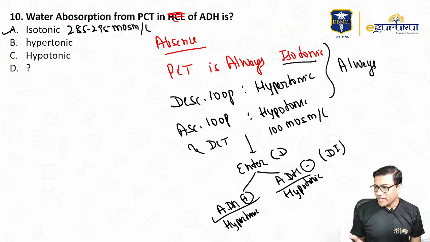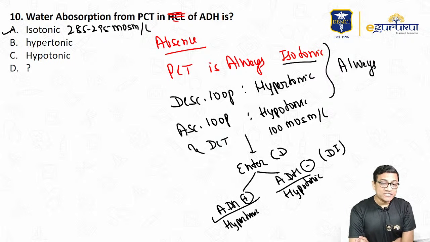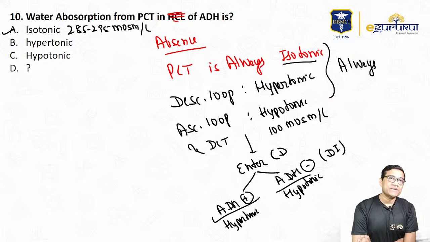So I will give the answer. It will remain isotonic. If someone says no sir, it should be hyper, because we read in ADH, diabetes insipidus, there is hypertonic plasma. I agree, the plasma is hyper. Okay, but urine will be the same as plasma. Iso means the same as plasma. It doesn't mean more or less. Okay, so that will be the answer.